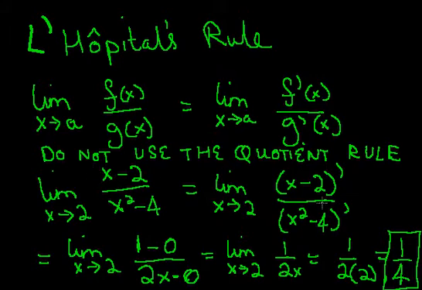But keep in mind that if you have a limit that does not end up in an indeterminate form, then you cannot use L'Hopital's rule. If I were to use L'Hopital's rule on this, you can see that I would end up with the derivative of 1 over the derivative of 2x, which would end up as 0. And that's different from 1/4. So you can only use L'Hopital's rule on limits that, when you substitute, end up as the indeterminate form.